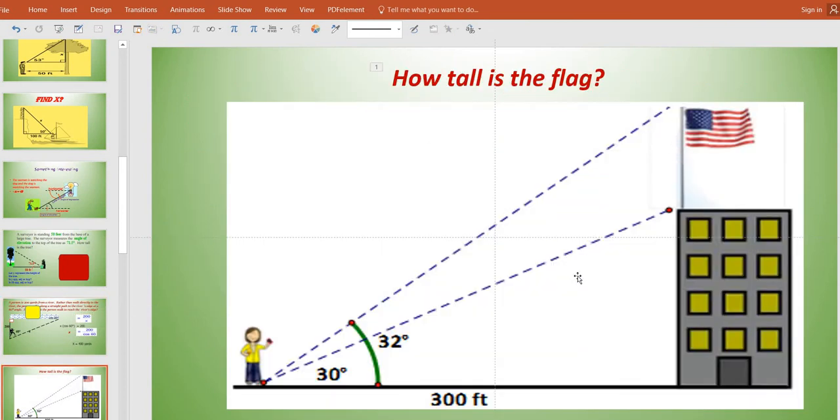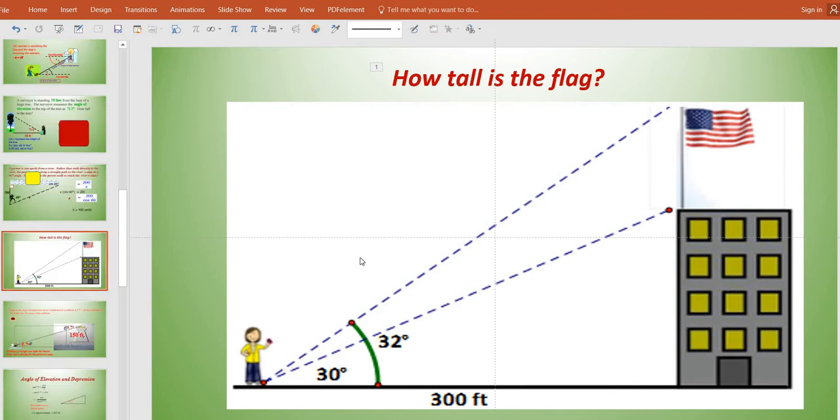How tall is the flag? This problem is considered as two problems. The first one, we have to solve the height of the building, and the second step, we solve the height of the flag and the base of the building, and we subtract the two equations to deduce the height of the flag.